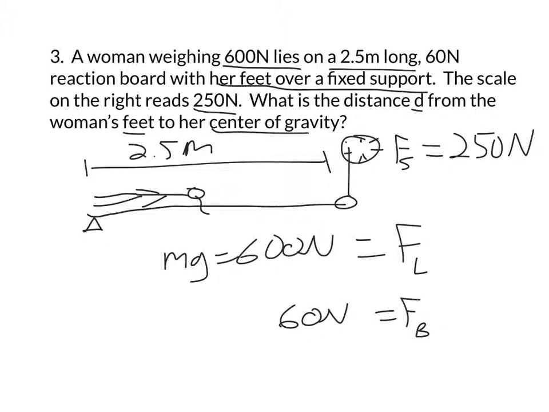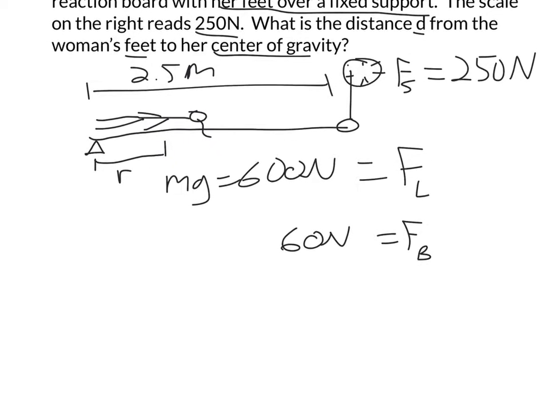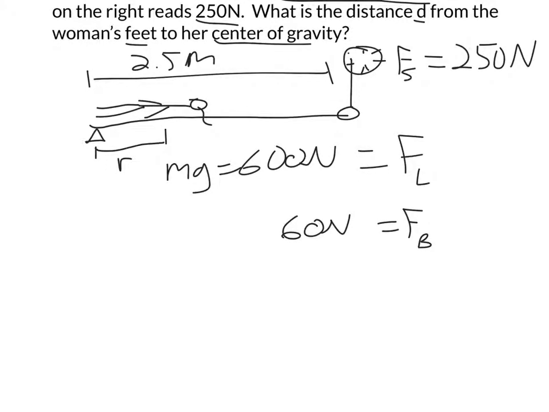So what distance? Her center of gravity is probably around her hips somewhere. What is that delta x? I say delta x, but of course we're talking about a torque problem, so what we're really thinking is what is that distance, r? So we'll call that a radius, and we're looking for that. Well, this is a torque problem. This is a static equilibrium problem because she's not moving.